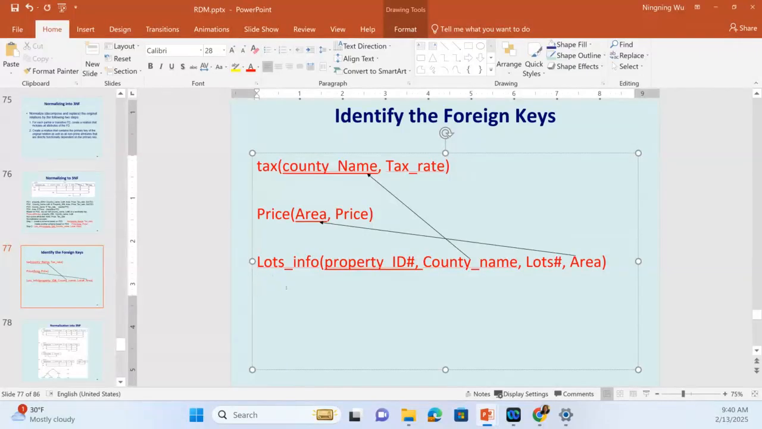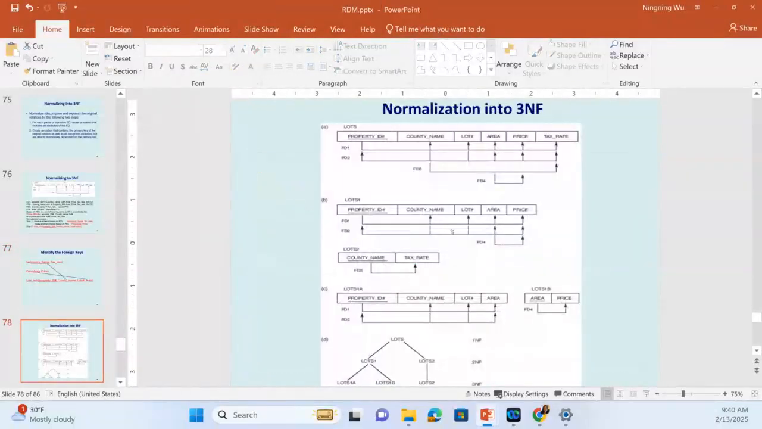Okay, questions? Okay, if you do not have questions, I intend to delete this one because this one follows the 2NF normalization, then the 3NF normalization. I think that takes too much time and we do not need that. We do not need to perform two rounds of normalization.